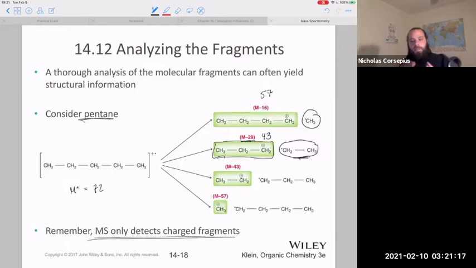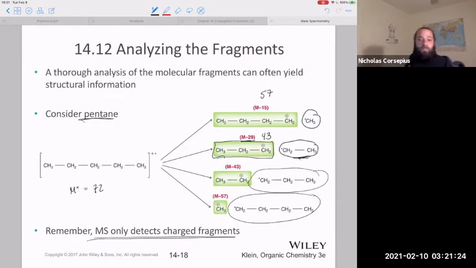So the reason why we see those clumps of peaks is because we're losing bigger and bigger segments of our molecule, being chopped off as radicals. Okay, so this is something that you're going to see often in your mass spectrum.